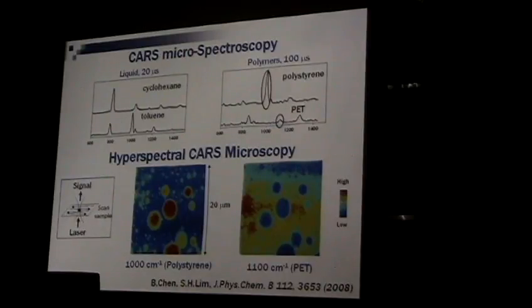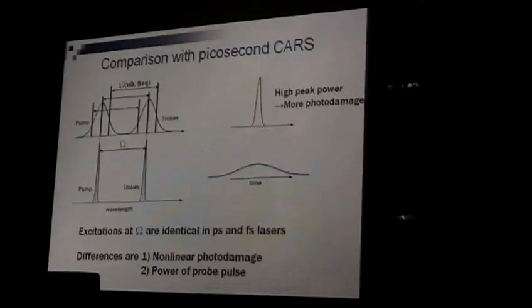So we demonstrated that if you take the entire Raman spectrum in a single shot, you can use the vibrational spectrum itself as a contrast for chemical imaging. You can see this red part and yellow part is the polystyrene composition, and the other one is for PET. So you can do that. All right, then the problem is that even with this, sensitivity is still low. So we have to make it better.